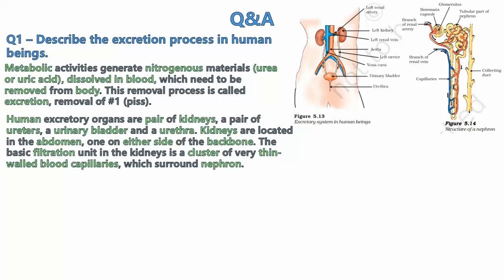Okay, so kidneys are located in the abdomen on either side of the backbone. The basic filtration unit in kidneys is a cluster of very thin-walled blood capillaries.